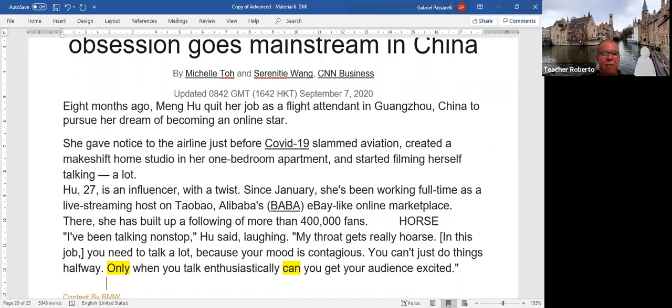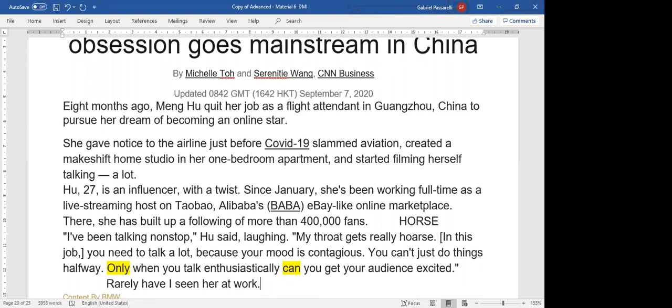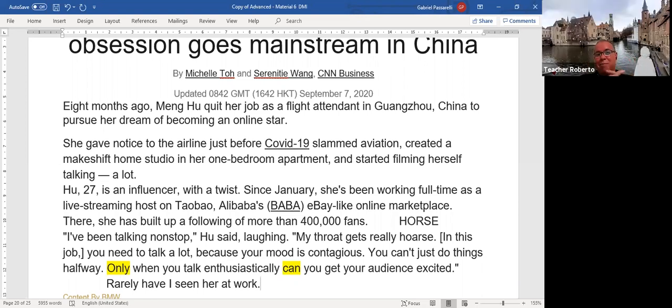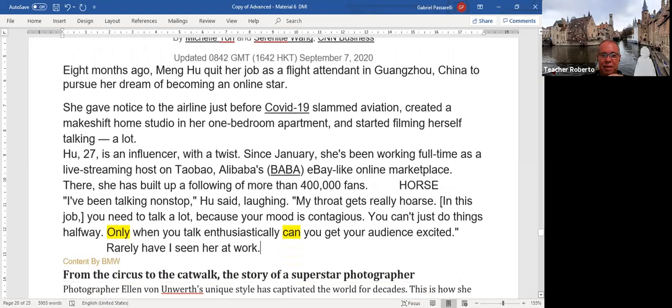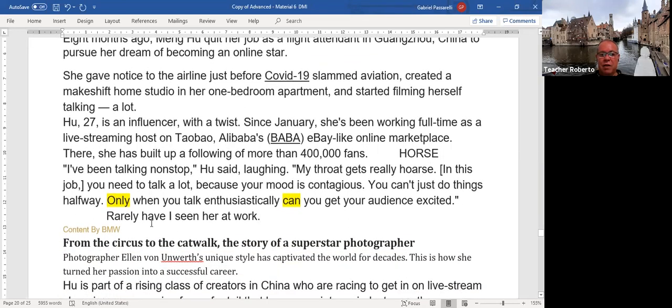Like, rarely is the same. Rarely have I seen her at work, okay? Yes, that one I remember. Yes, but only, that's the problem. Brazilians don't consider only a negative, and then they simply forget, okay? So, no more questions about this part, or do you still have any question?